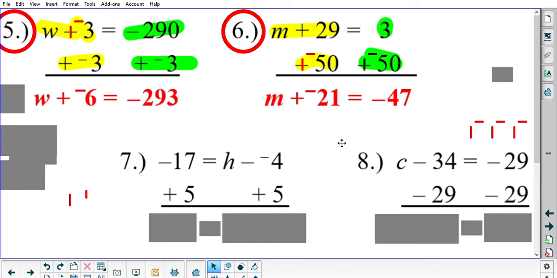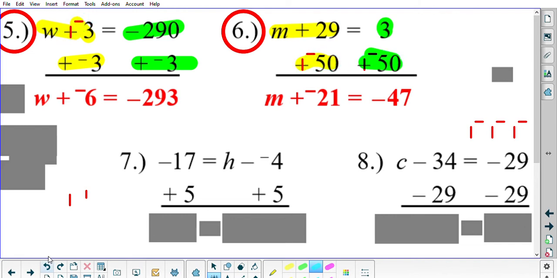Now, please remember, if you have subtraction, you must make it adding the opposite. Sometimes we have subtraction on the original equation, like number 5. There was subtraction in between the w and the 3. But on number 6, the subtraction was what we were doing to both sides with the subtracting by 50s. So that's why I made those become adding the opposite.